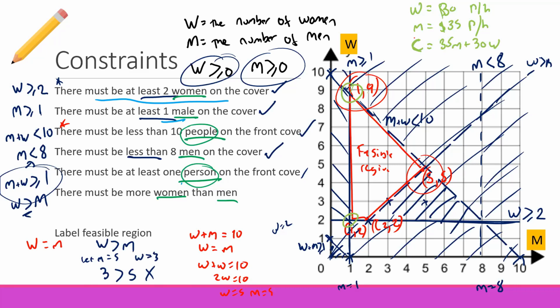So the cheapest cover will either be this one or this one. Or you can find out which cover would be the most expensive. The most expensive cover would either be this one or this one. You don't need to check these two because they're not included. You can't have 5 men and 5 women, because then you wouldn't have more women than men. So you don't need to check that. And we already know that the answer to the objective function will be at one of these two corners, either the top or the bottom one. So that's a full question from start to finish.